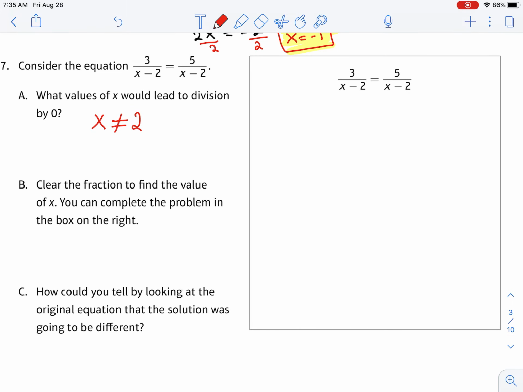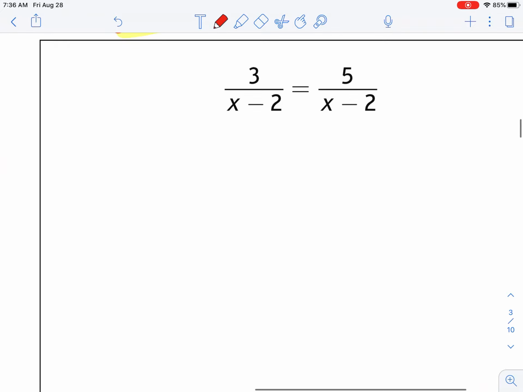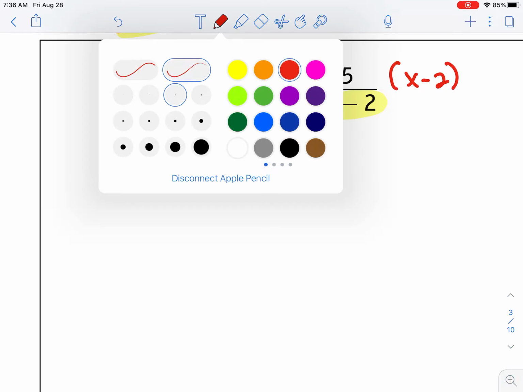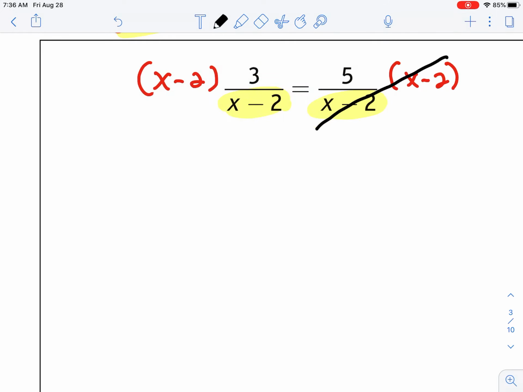All right, so B says, clear the fractions to find the value of x. You can complete the problem in the box on the right. So here's the thing. Yes, I can use a cross product. However, whenever your denominators are the same, the best bet is to clear the fraction and multiply it by itself. So in this case, I'm just going to multiply both sides by x minus 2. In the previous example, remember you had two different expressions, and that's why we had to get all crazy. In this case, it's pretty simple because we can clear the fractions.